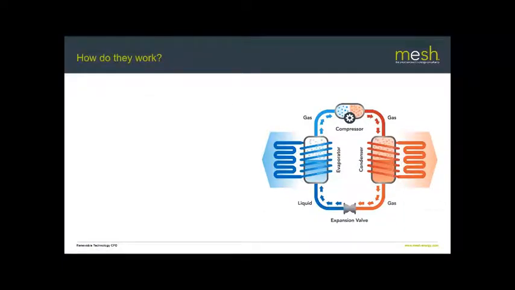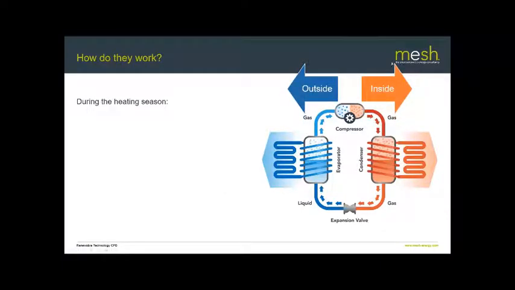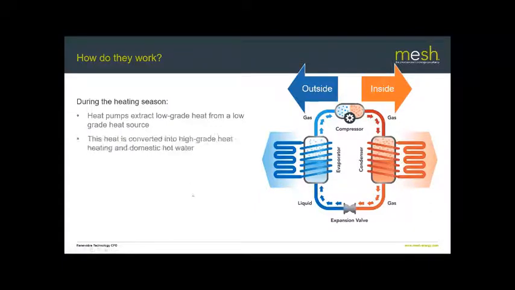So, in a heating cycle, you put the inside of the building on the condenser side, and you put the heat source on the external side. So the heat pumps extract low-grade heat from the heat source, whether that's an air collector or a ground collector. They convert it into high-grade heat, and that high-grade heat is used to provide space heating, domestic hot water, and occasionally swimming pool heating.